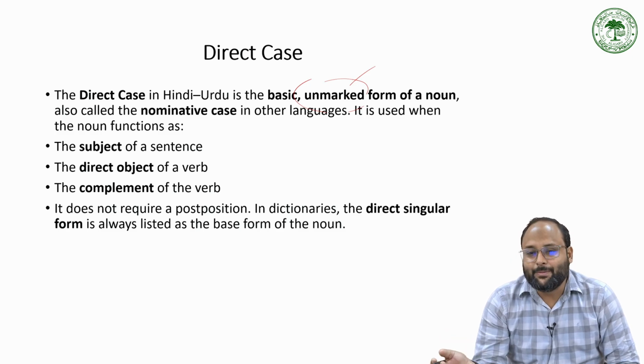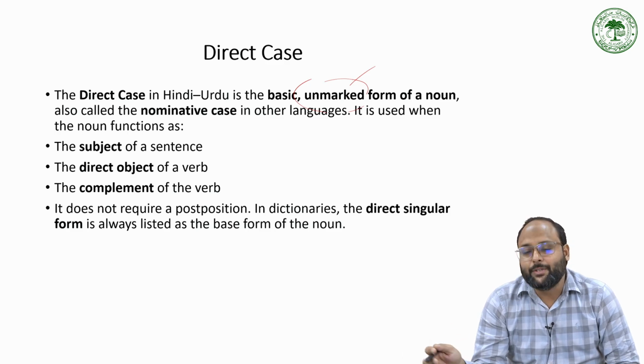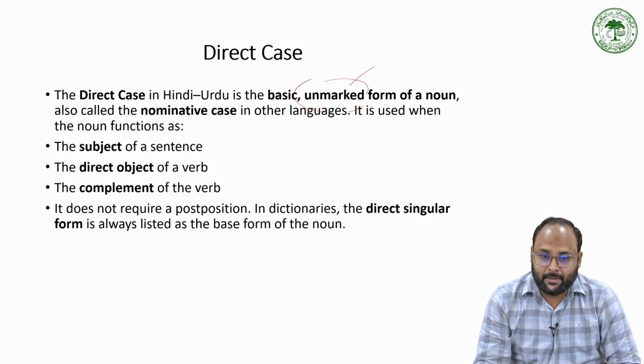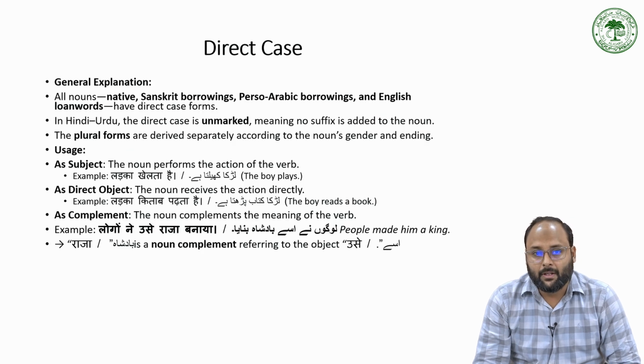But some scholars believe that when the noun occurs in the direct case at the object position, it may also be called the accusative case. So there is no postposition or case marker in the direct case. Here we have some examples for the direct case.